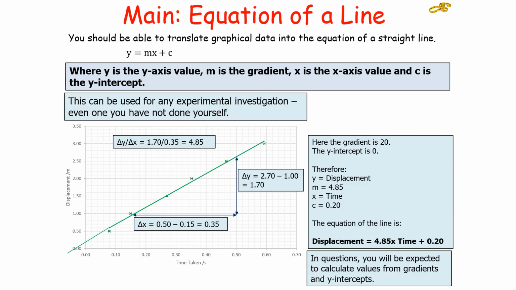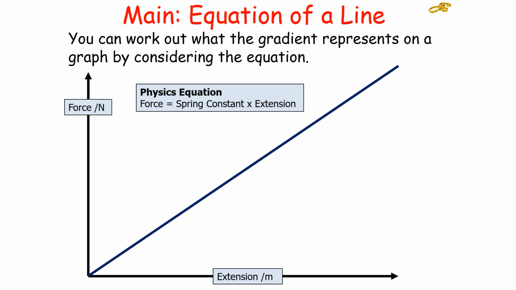Now what you can therefore do is, if you have all of these values, you can write this out into an equation yourself and use this to work out values. Now it's important that you can work out what a gradient represents on a graph by considering the equation. So for example, if we say force equals spring constant times by extension, well, we know the equation of a line is y, the y-axis, equals m, the gradient, times by x, the x-axis, plus c, the y-intercept.